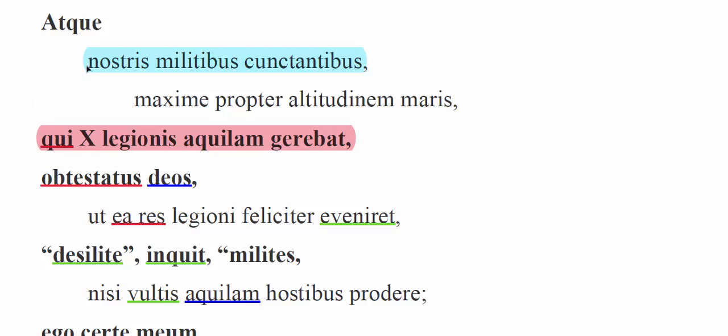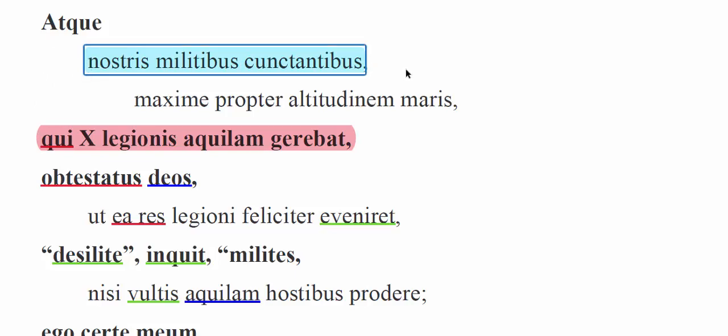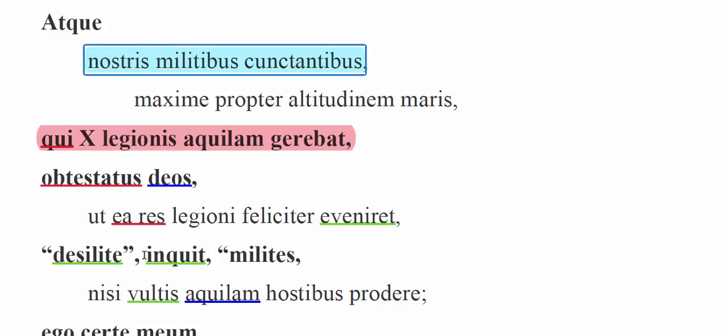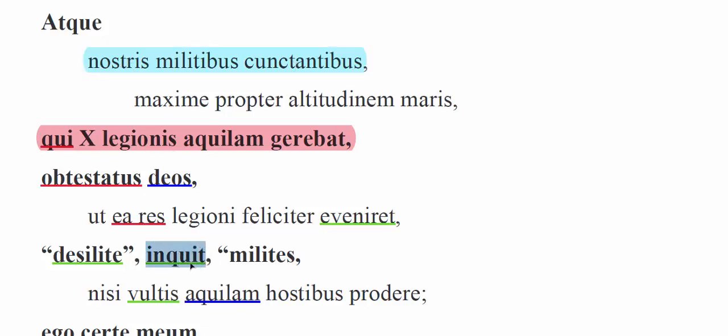And nostris militibus cunctantibus. Quick note about this. I have indicated that this is to be read as an ablative absolute, all right, with our soldiers hesitating, cunctor, with our soldiers hesitating. You could, however, there is an argument to be made for reading it as a dative with inquit down here, because somebody is about to say something to our men who are hesitating. Either way is fine. I don't see there's any particular reason to prefer one reading over the other.